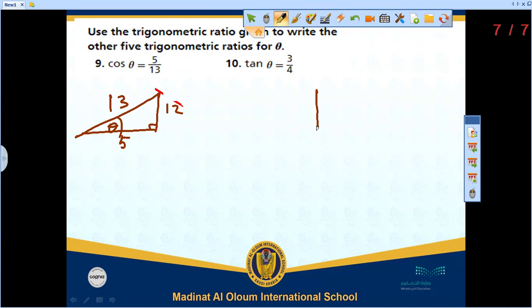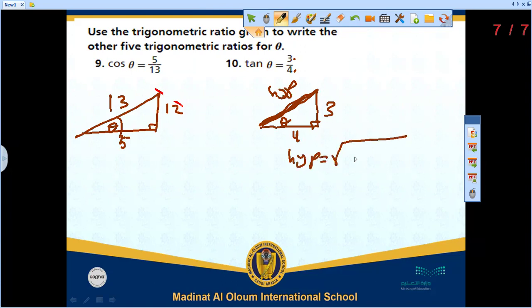And also, I can make a triangle for tan theta. My theta here, opposite over adjacent. This is 3, this is 4. By using Pythagorean, I can get this one. How can we get the hypotenuse? It's radical of 3 squared plus 4 squared, which makes what? 5. Now I can get sine, cosine, tan.